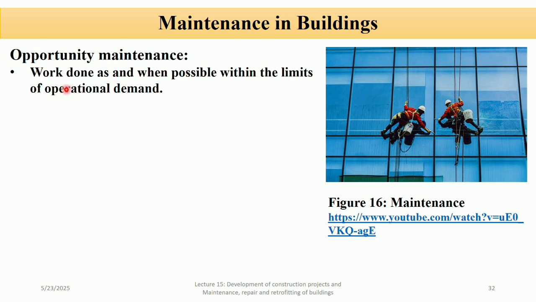Opportunity maintenance. This is work done as and when possible within the limits of operational demand. We do this maintenance to make use of downtimes or low-demand periods, avoid disruption to normal operation, and increase efficiency by combining tasks when convenient. For example, servicing an air conditioning unit in an office during a public holiday, replacing faulty lights in a hall when it is not being used, or cleaning water tanks during a scheduled water supply cut.